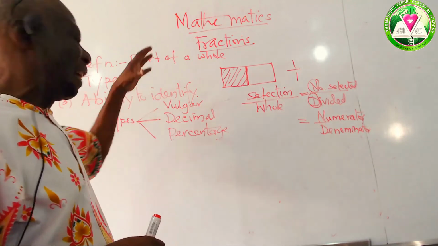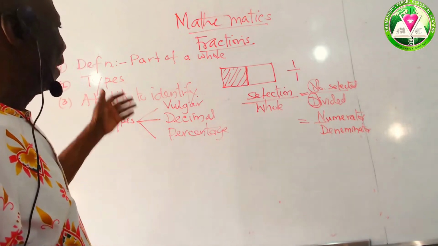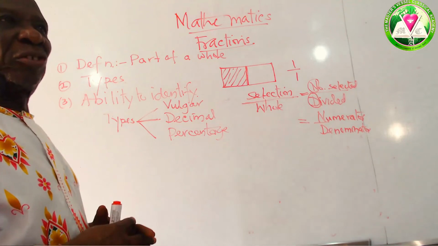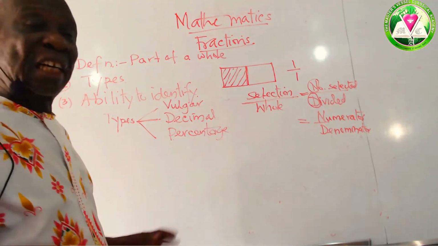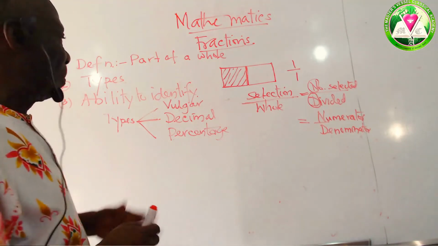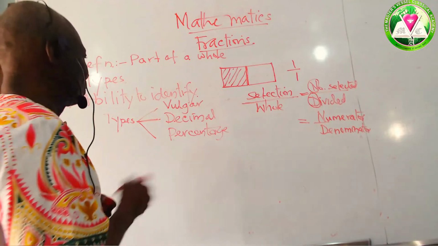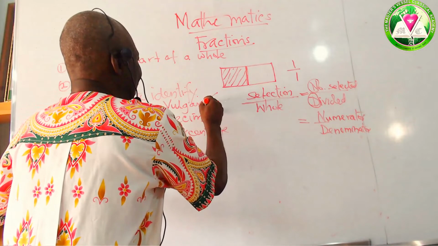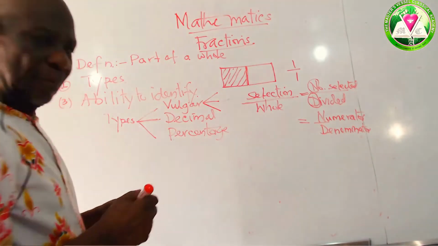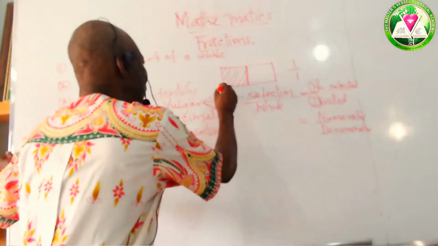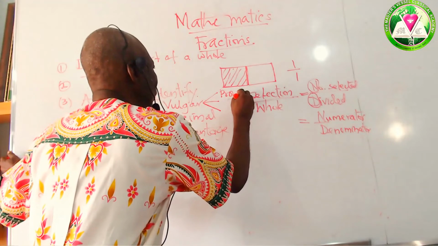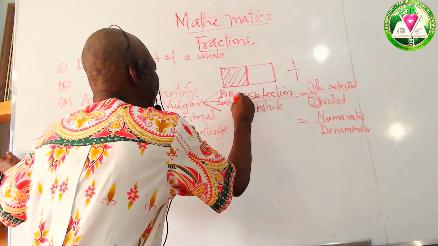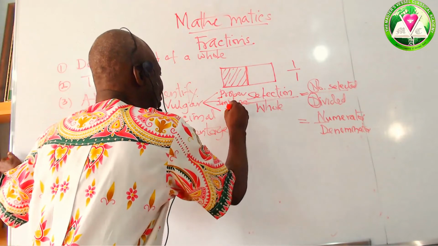Let's now take the vulgar fraction. The vulgar fractions are those fractions that involve ordinary numbers. The numbers may be arranged in various forms. Vulgar fractions are divided themselves into three: proper, improper, and mixed.